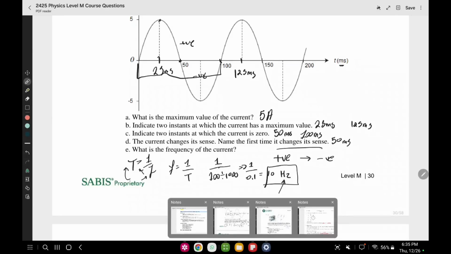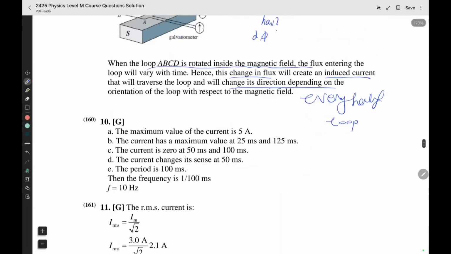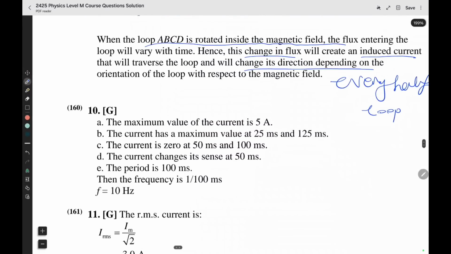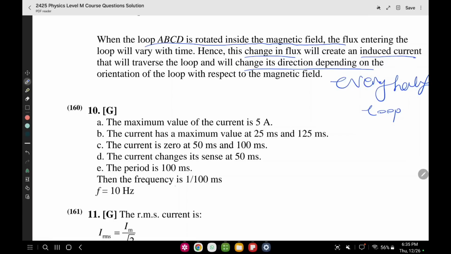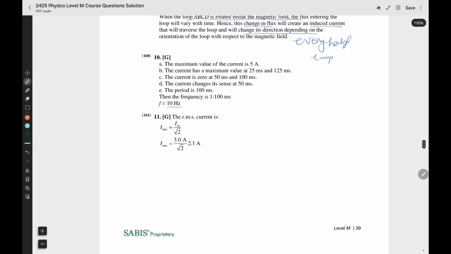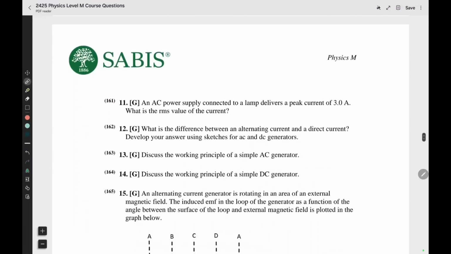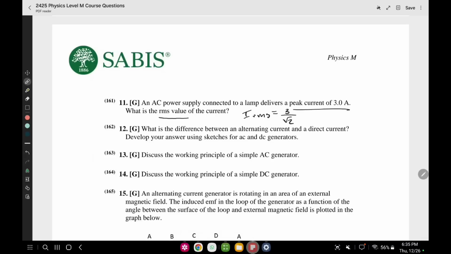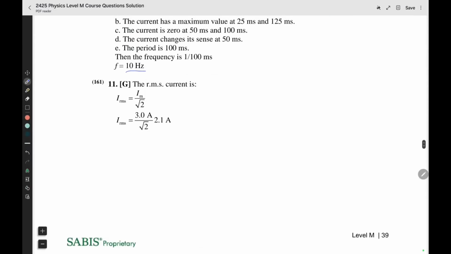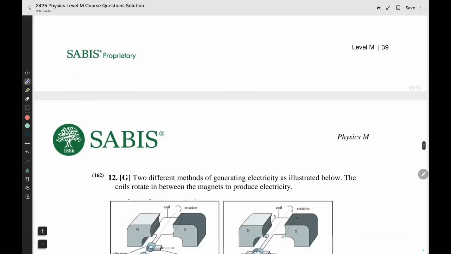Let's check our answers. The maximum is 5 ampere, 25, 125, 50, 150, period. They asked period? Oh, they didn't ask period. Then 10 hertz. Very easy. IRMS. Calculate the IRMS. Of course, to calculate the IRMS, it's just equal to I max, the peak current, divided by radical 2, right? And they did it here. They got the answer, 2.1 ampere. Don't forget the unit, though.